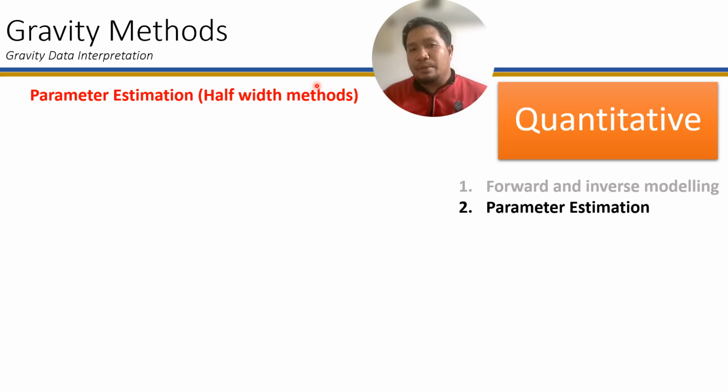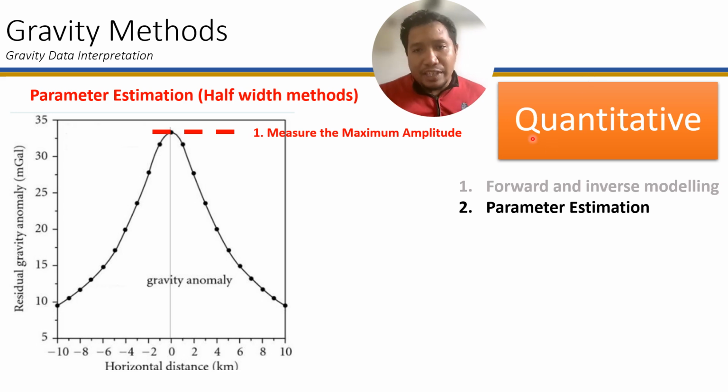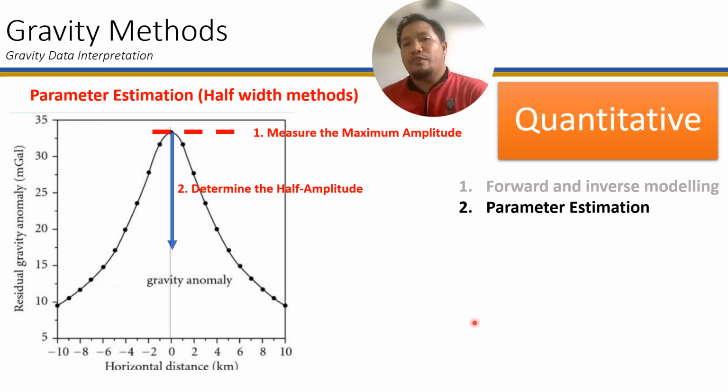Typically, the half-width method is applied to either Bouguer anomaly or residual anomaly data, where the amplitude is more pronounced. So the focus is on the specific sections of the gravity anomaly to estimate the varied geological structure. So how we do the interpretation from this half-width method is, first, we need to identify the maximum value of the gravity anomaly. For example, here in this case it is roughly 34 milligals. Then we need to calculate the half amplitude of the anomaly, which would be 17 milligals.